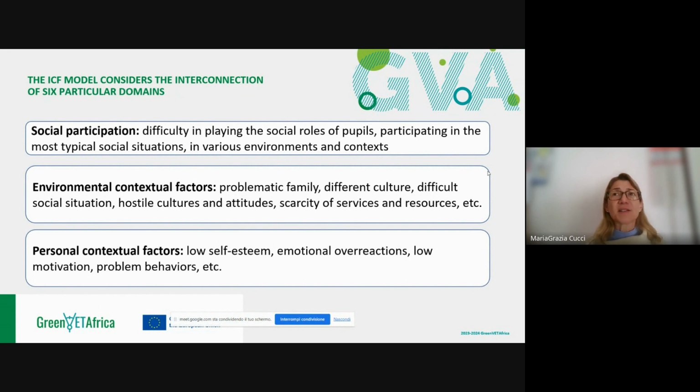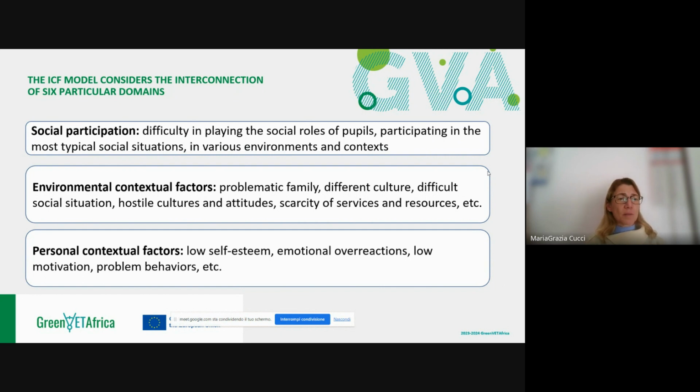Of course, this is very important also when we send them on a school internship, on a school stage, because we have to discover whether they can play the social role of a worker inside the company where they have to achieve the basic learning.